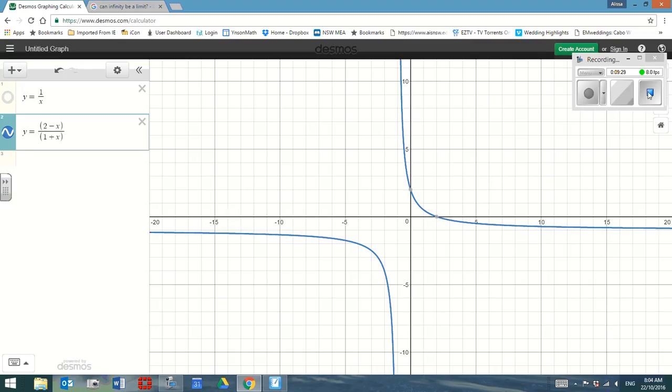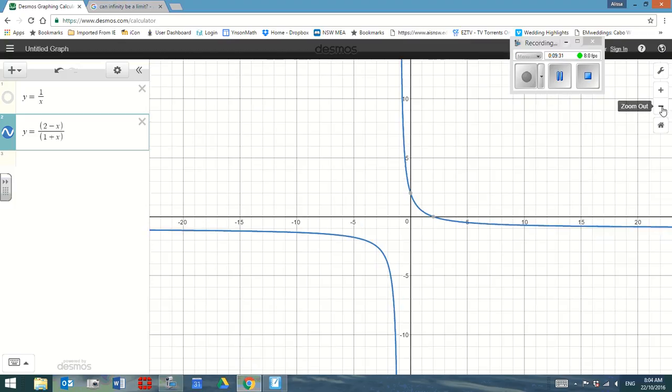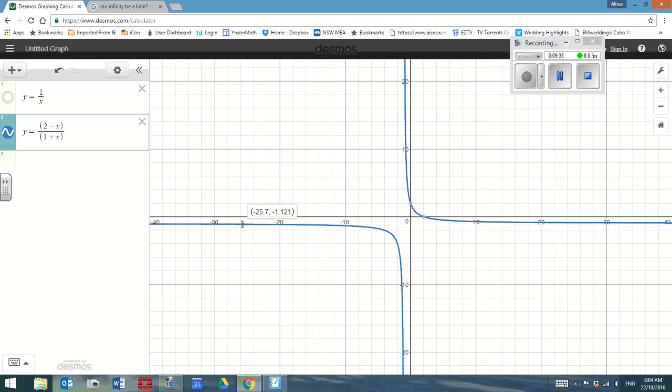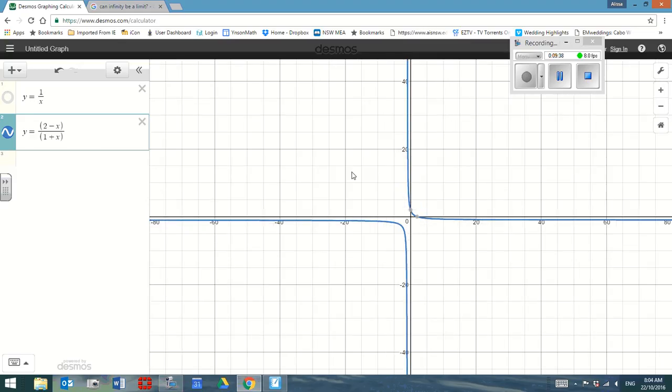So let's see if I can zoom out a little bit. See what happens when I really go to the left here. Negative 1.1, and if I continue to go, negative 1.04. So we're getting closer and closer to negative 1 as your x goes to negative infinity. Let's see what happens as x goes to positive infinity. Also, the y value is getting closer and closer to negative 1. So we can say that our horizontal asymptote is going to occur at y equals negative 1.